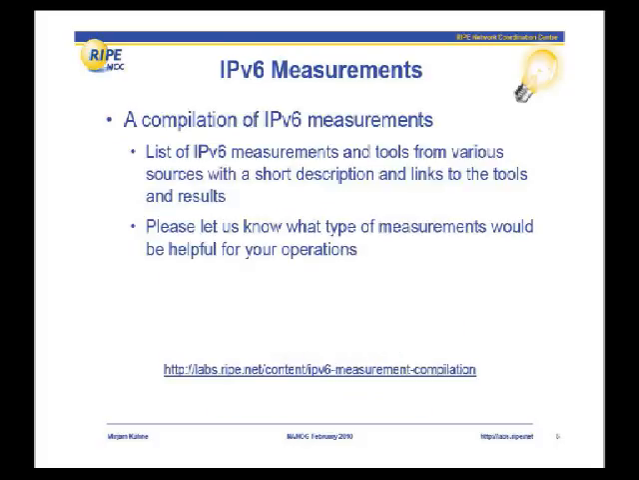A while ago, we did some IPv6 measurements internally at the NCC, but we also saw that a lot of people in the community are measuring various types of things: traffic, most popular websites, other things. So we put together a compilation of measurements others are doing, and I'm working on a follow-up, because in the meantime other people have contacted me and asked if I would include their work as well. So if you're doing something related to V6 measurements that you would like to have included there, please let me know.